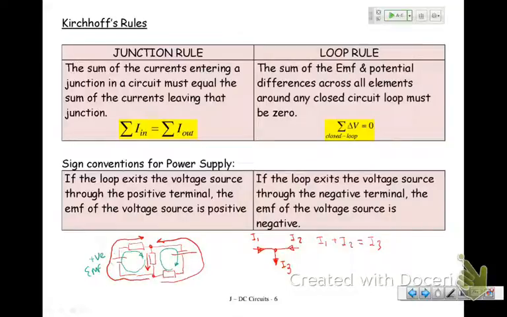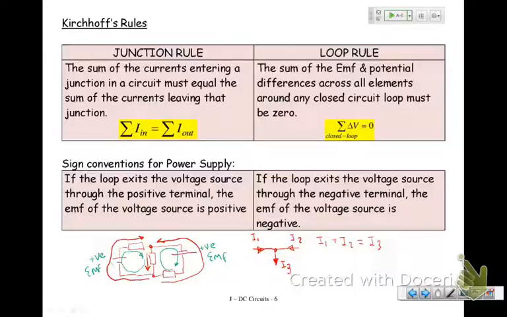Because it's leaving via that positive plate. Can you tell me for this other one over here, what kind of EMF will that be? Well, if you look, it's entering through the negative plate and it's leaving through the positive plate again. So that's still a positive EMF. So it's not just to do with clockwise or counterclockwise, but how that plays out with the position of the power source.